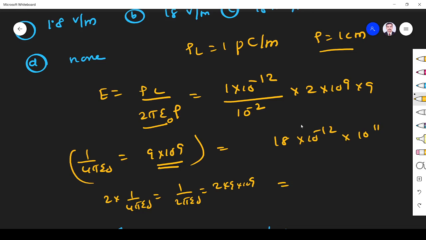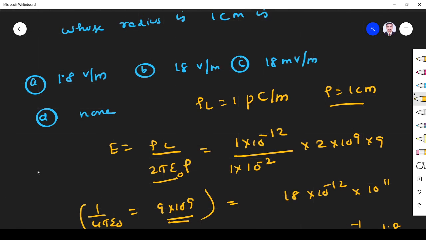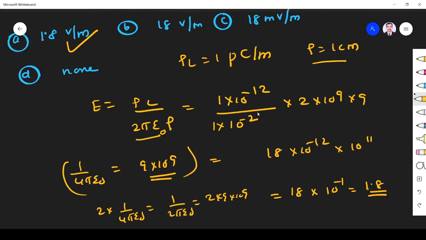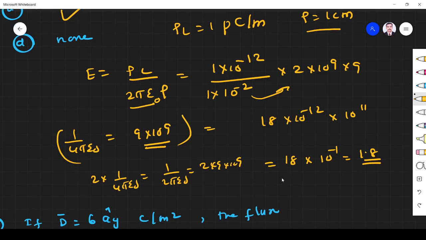So for 1 centimeter, this is 18 into 10 power 9 into 10 power minus 12, divided by 10 power minus 2. That gives 1.8 volt per meter, so that is the answer. Here rho L is 1 into 10 power minus 12, and 1 by 2 pi epsilon naught is 2 into 9 into 10 power 9, so 18 into 10 power 9 into 10 power minus 12. This gives 1.8 into 10 power minus 1 over 10 power minus 2, so 1.8 volt per meter.